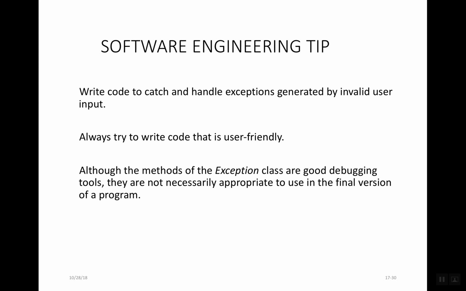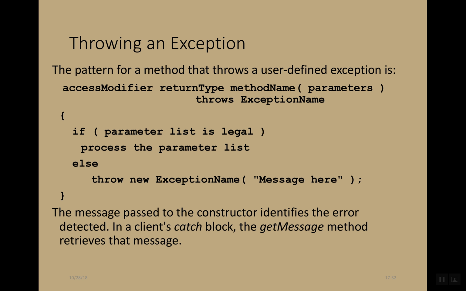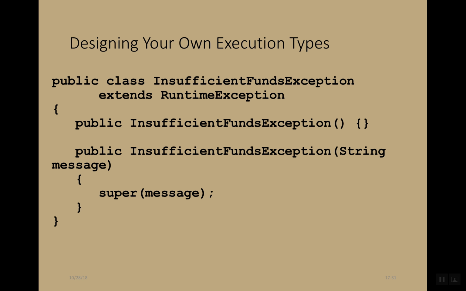So what we are discussing in software engineering tips: write code that catches and handles exceptions generated by invalid user input, so I try to write code that is user friendly. Okay, so these are the simple guidelines for software engineering tips. Now we will discuss designing our own exception, that means our user defined exception. We will go through this later soon. We will discuss how to develop our own exceptions.